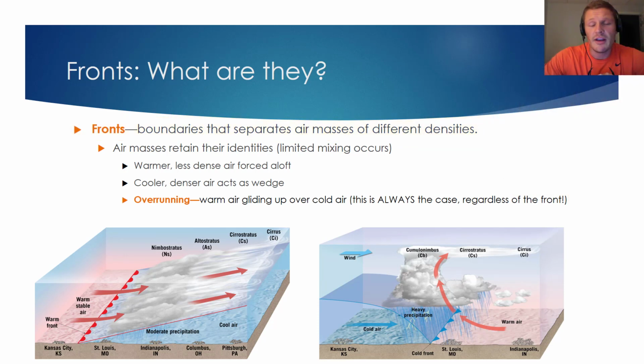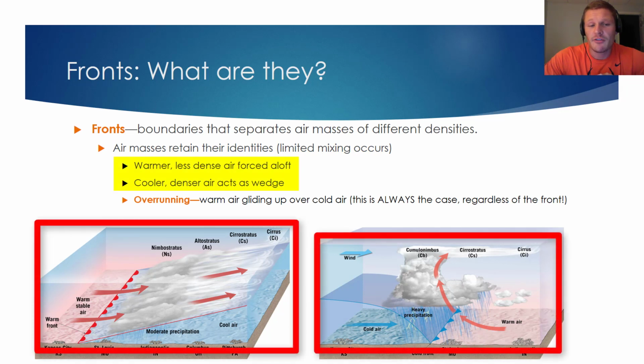Now, it's very important to note that even as air masses clash and interact, they will retain their identities. In other words, there will be limited mixing of the two air masses. The warmer, less dense air will be forced aloft, and the cooler, denser air will act as a wedge.